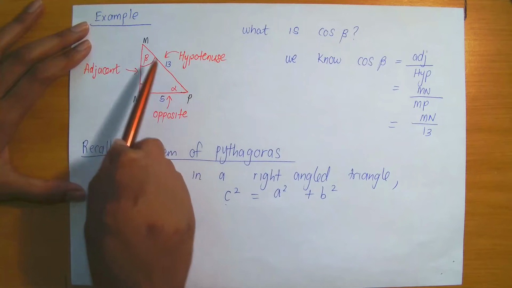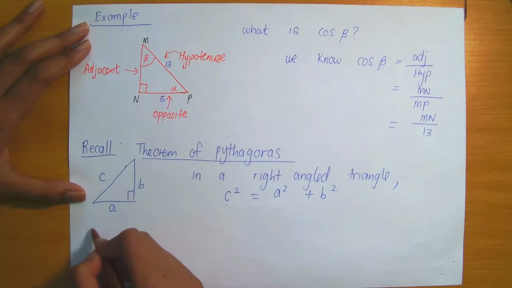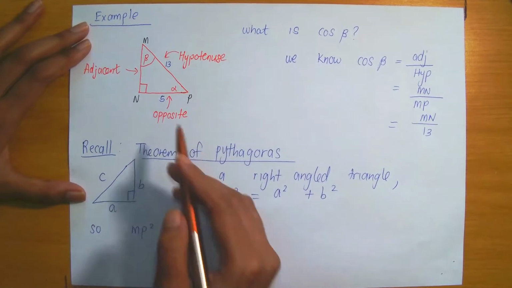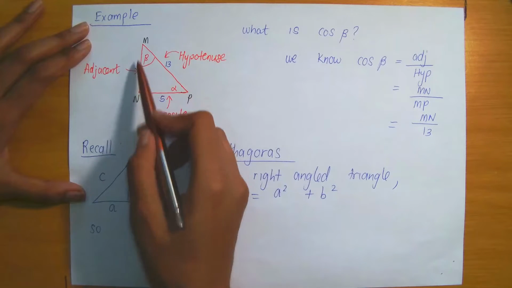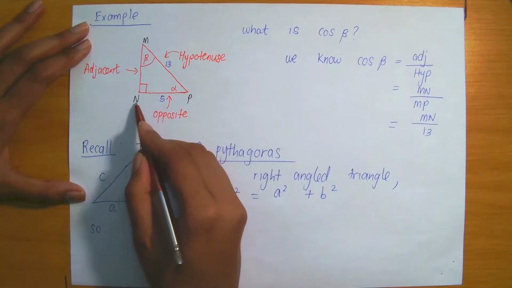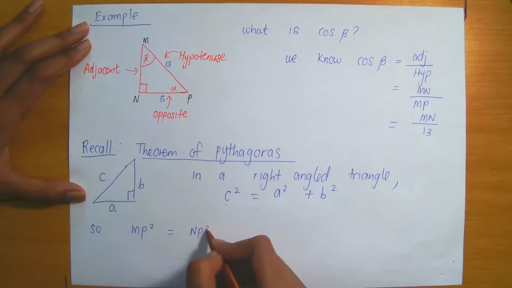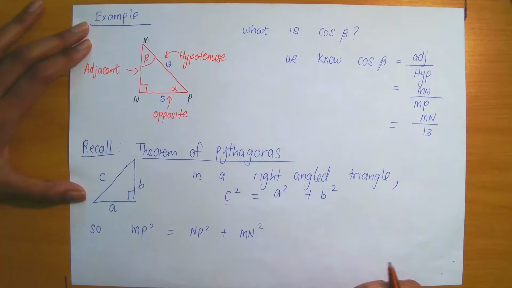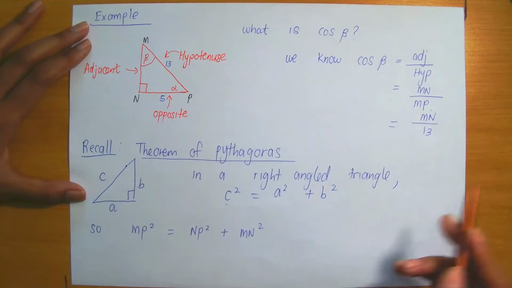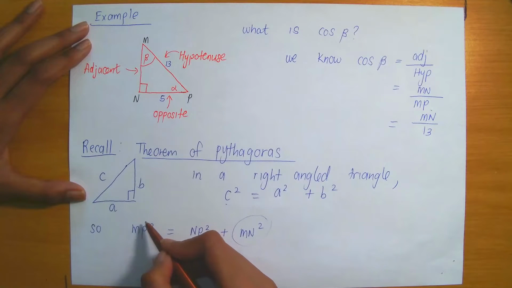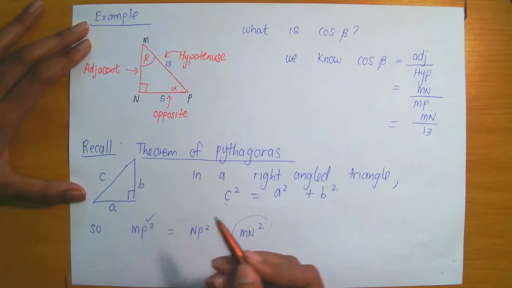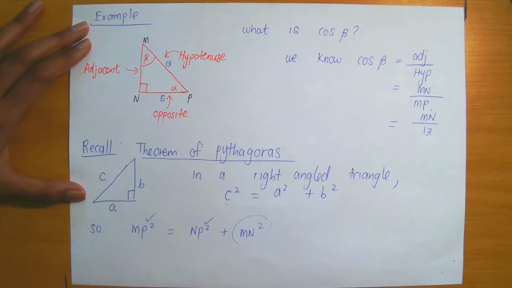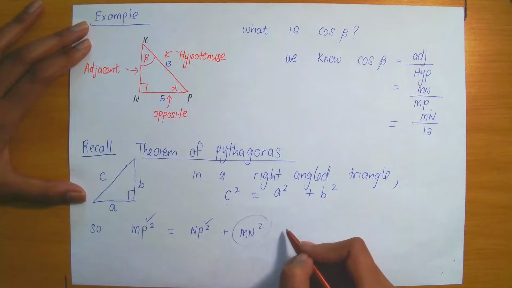So observe that then the hypotenuse MP, so MP squared, equals the sum of the squares of the other two sides. So it's equal to NP squared plus MN squared. And remember, we are solving for MN. That's what we want. The length of MP is known, and the length of NP is also known. We have 13 and 5. So let's solve for MN squared.